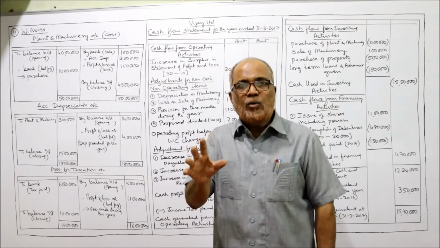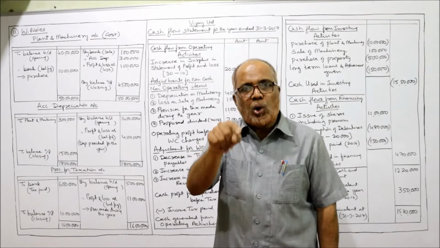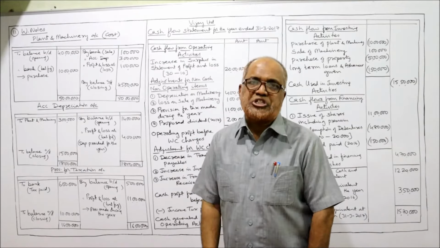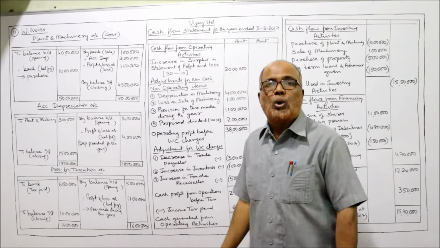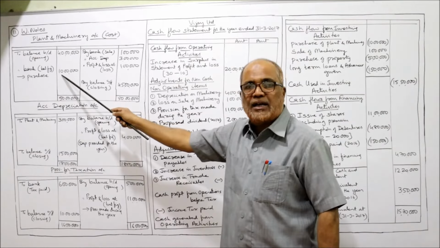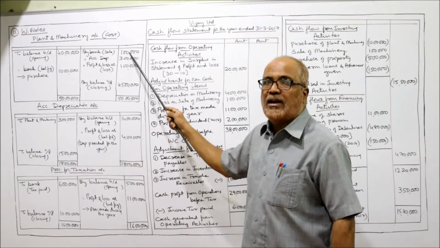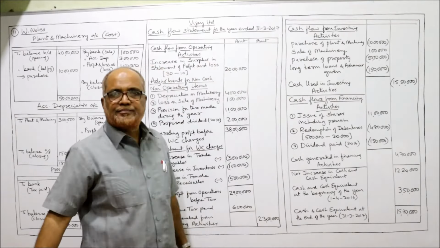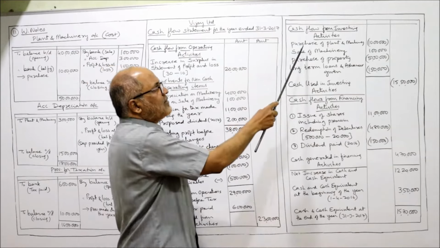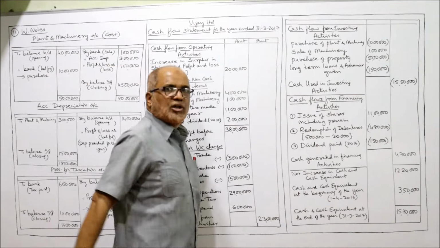That means during the year, one machine is sold and one new machine is purchased. It is not given in the problem. By preparing this account, we come to know there is a purchase of plant and machinery of 10 lakh and a sale of plant and machinery of 1 lakh. This purchase and sale will come in investing activity. In investing activity, purchase of plant and machinery.